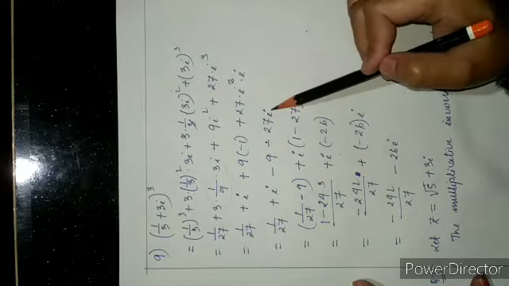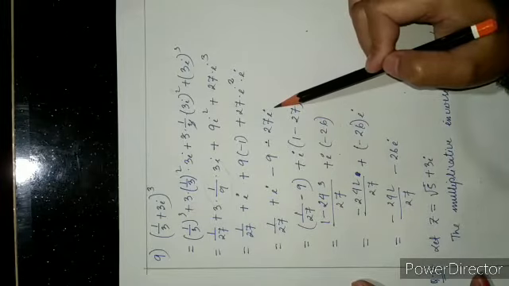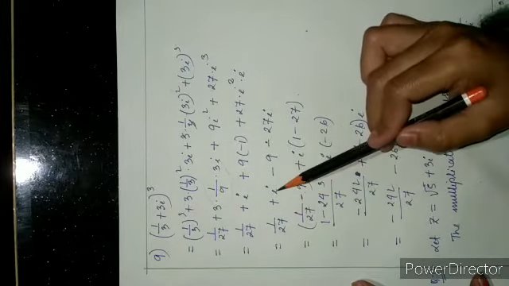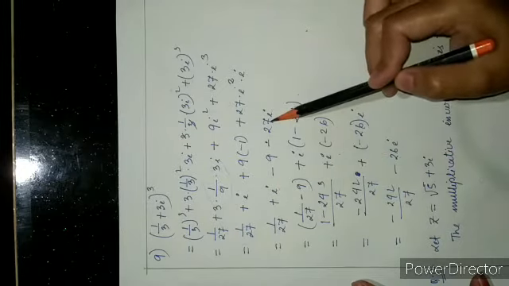And then write this i. Then separate the real part and the imaginary part. Here the real part is 1 by 27 and this 9, and the imaginary part is this i and 27i.